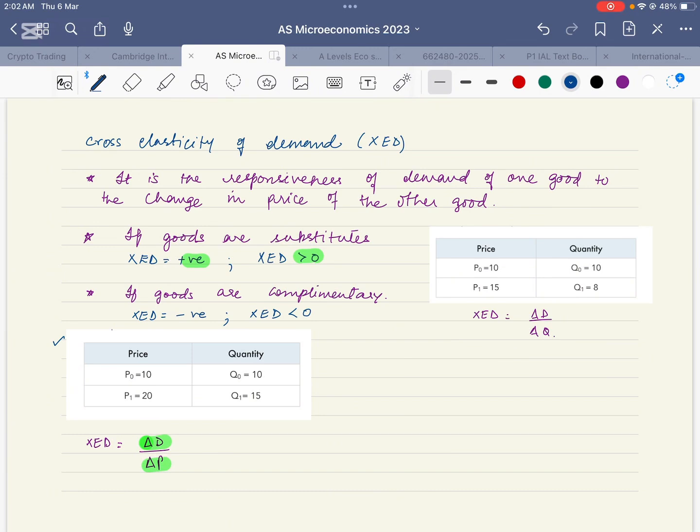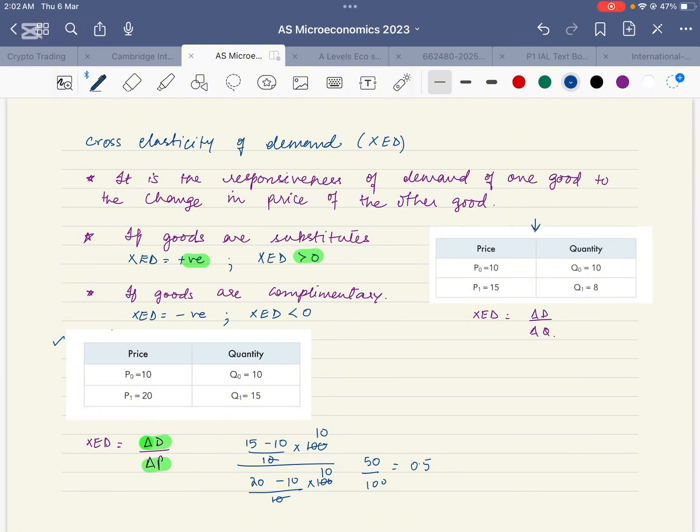So the change in quantity demanded is (15 minus 10) divided by 10 into 100, upon the change in price, which is (20 minus 10) upon 10 into 100. So this is 100 and this is 50. XED is 0.5. This is positive. It means that both the goods are substitutes. One can be replaced with another, for example, tea and coffee.